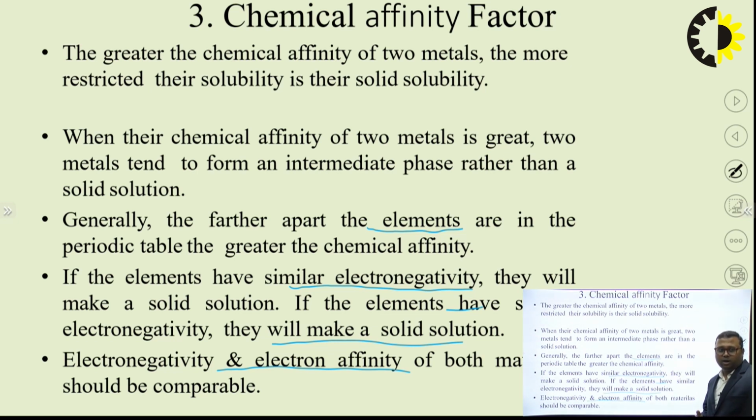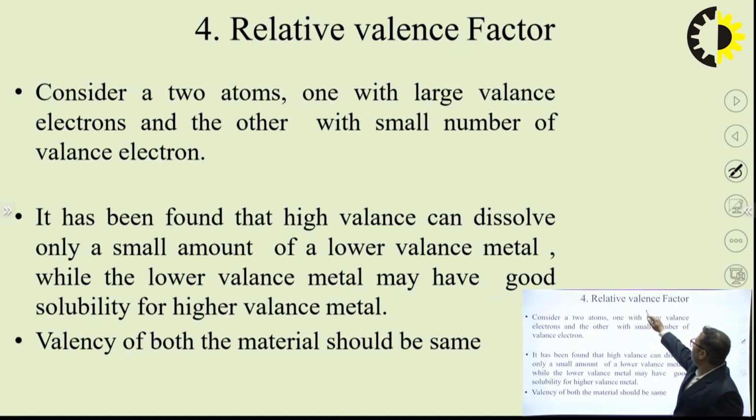Electron affinity means the same element attracts one electron toward itself, whereas electronegativity means one element attracts electrons of different atoms. So this should be comparable, then only an alloy can be formed. Then the fourth is the relative valence factor, that the valency of both the materials should be the same, otherwise the alloy system cannot be formed according to the Hume-Rothery rule.